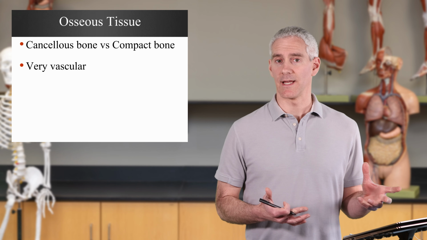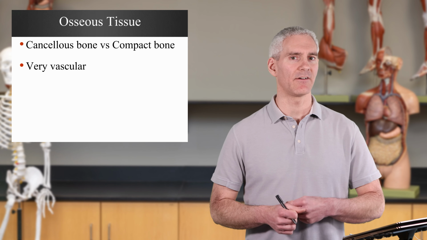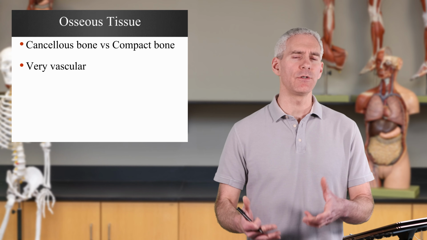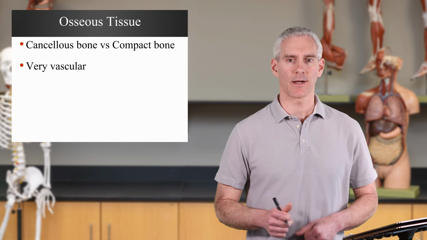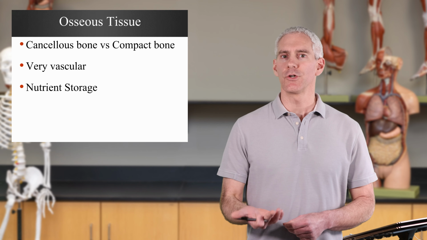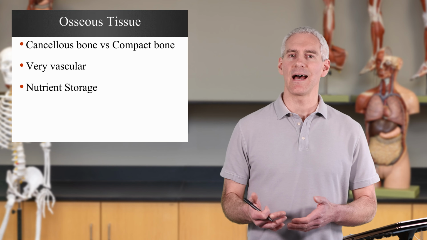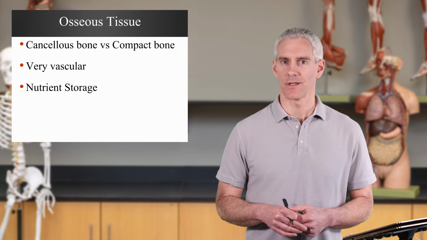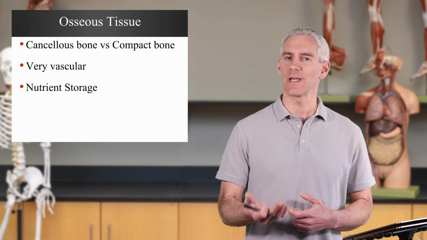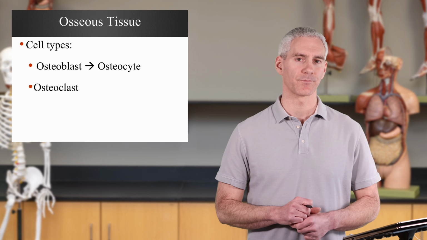It doesn't matter which one you're looking at. All of osseous tissue is highly vascular, which means it has a great blood supply network. So plenty of nutrients and gases coming in and waste products going back out. Nutrient storage. Your bones, your osseous tissue that makes up your bones, are going to have a high amount of nutrient storage. Think about all the minerals in there, primarily calcium being stored.